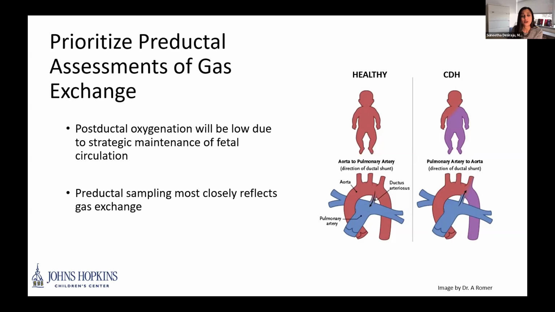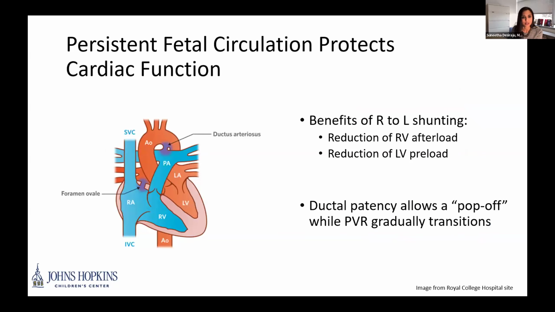Postductal oxygenation will be low due to strategic maintenance of fetal circulation. We're creating the situation using alprostadil to keep the ductus open. Now, persistent fetal circulation is very cardioprotective. And I want to talk about the benefits of right to left shunting.